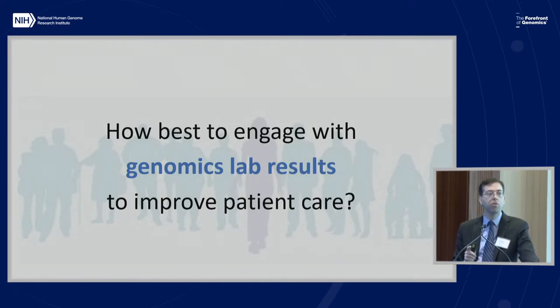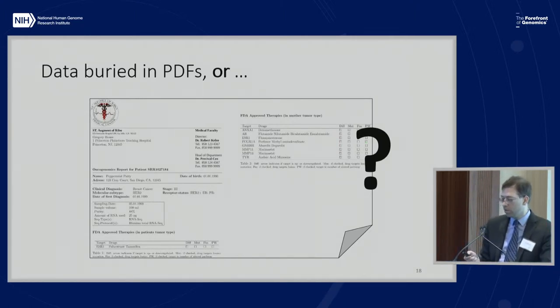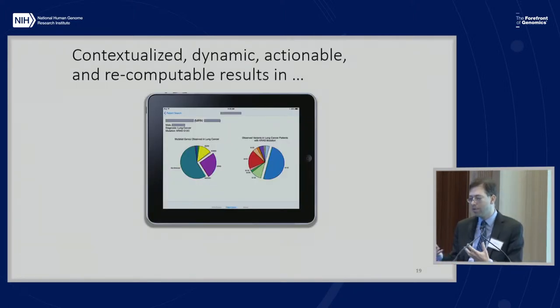The problem is right now we have a lot of places where we're just receiving PDFs or faxes. I think that was noted by Larry and a few others in the workflow. So data is buried in these PDFs. How can we change that? How can we create these contextualized, dynamic, actionable, recomputable results in these apps?